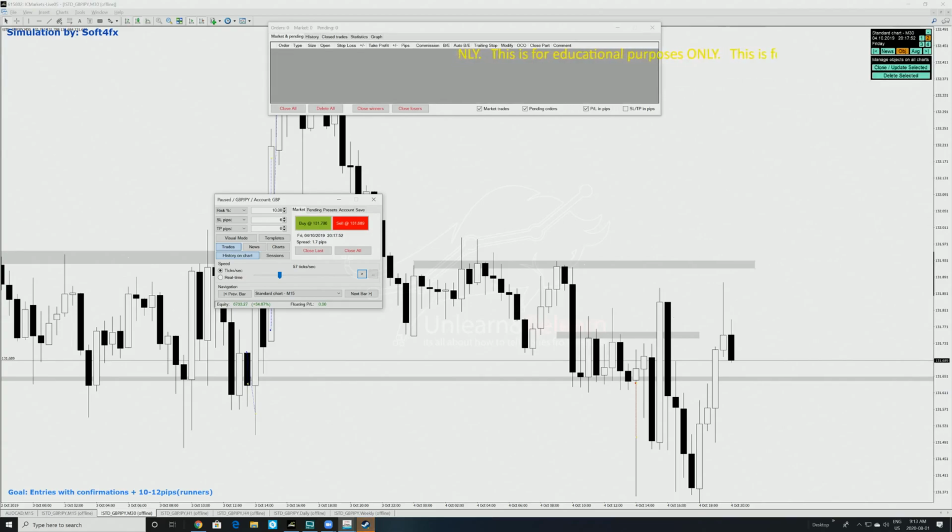If you have a clear setup on Fridays like yesterday, would you enter with low risk? Yeah, maybe with low risk.